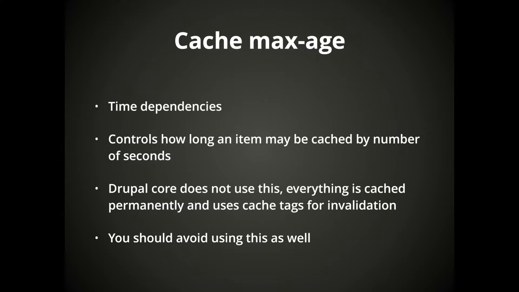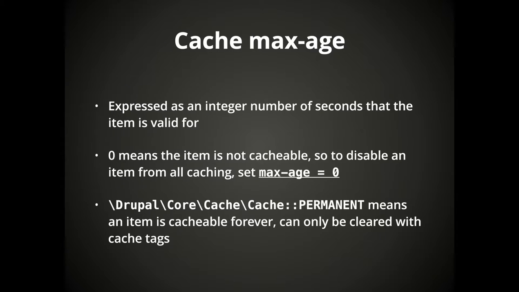I think core uses it to set it to zero for things that are not cacheable. Yeah, I do have another example of that. But generally, it doesn't specify a number of seconds. Like I said, it just expresses number of seconds, and zero does mean that the item is not cacheable at all. And that actually has special meaning with some core modules. We'll get to that.